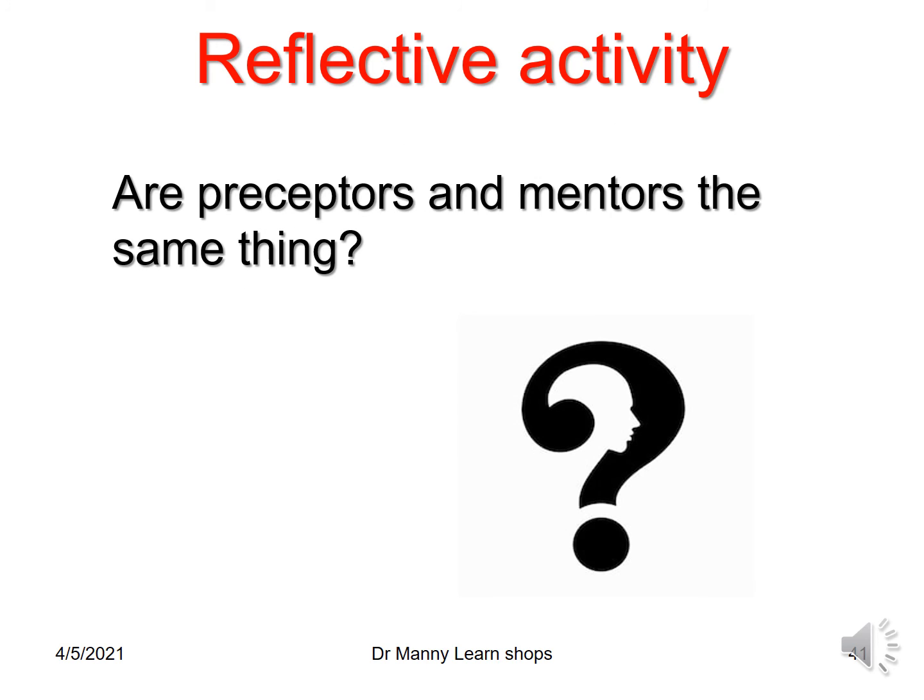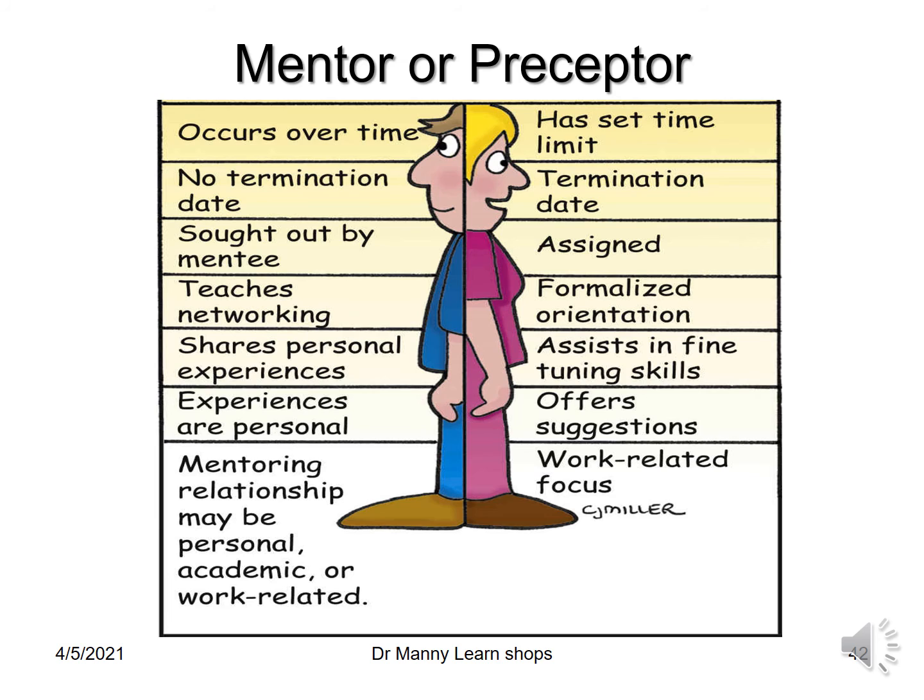So, are preceptors and mentors the same thing? Because you can have preceptors and you can have mentors. Well, mentorship occurs over a period of time. There's no termination date. A mentee looks for a mentor. A mentor teaches and networks. They share their personal experiences, and sometimes they're personal, to highlight the point. Mentoring relationships can be personal, academic, or work-related, but they're usually long-term.